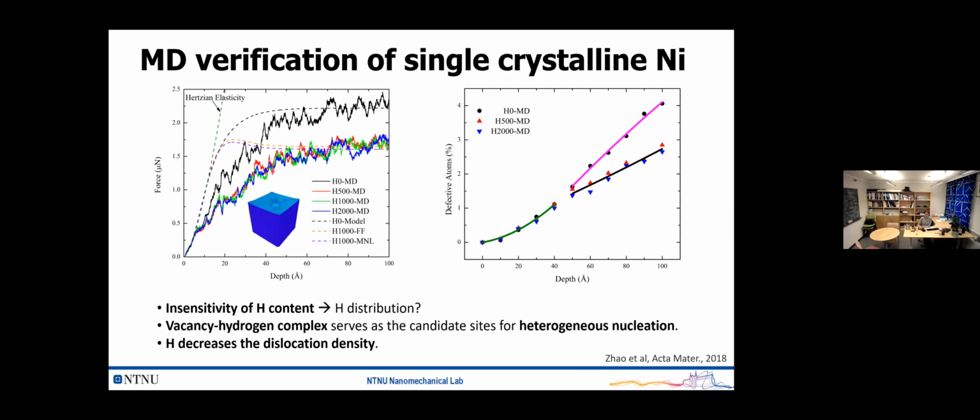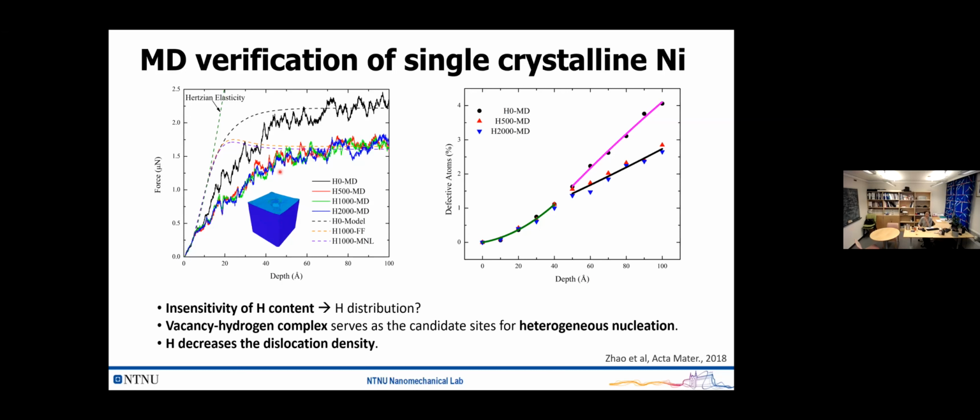Interestingly, from the MD simulation, we see that the indentation curve is not so sensitive to the hydrogen content. Here, probably because of this very fast process, we don't really have the hydrogen diffusion possibility. That means that we have this competition between the dislocation velocity and the hydrogen diffusivity inside the materials. So that's why maybe in the MD, the curve is not so sensitive to the hydrogen content.